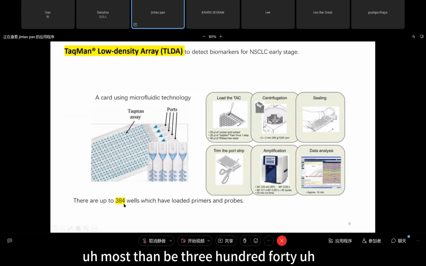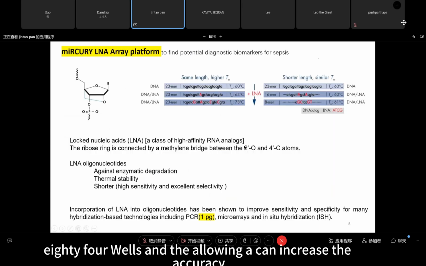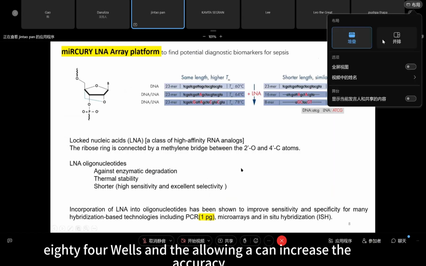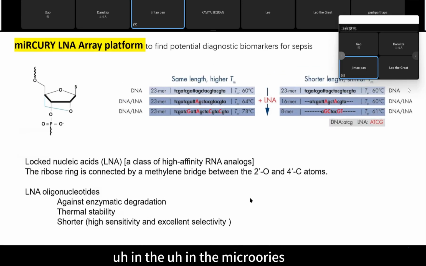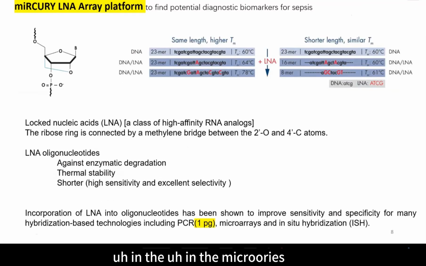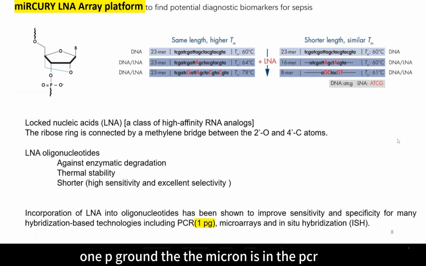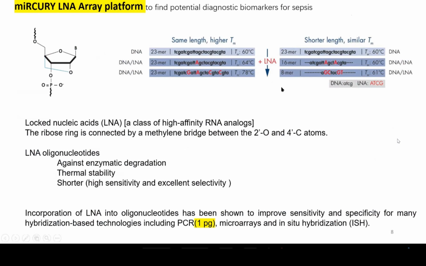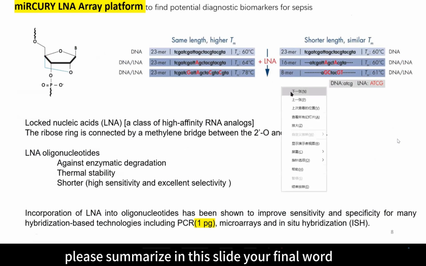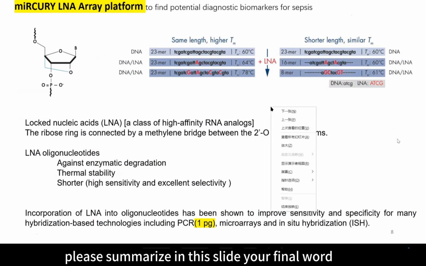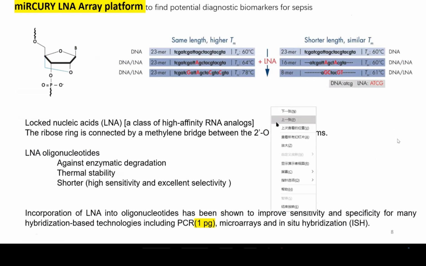Most of them are 384 wells. And LNA can increase the accuracy in microarrays, because when used in PCR, it can detect 1 picogram of the microRNAs in the PCR. Okay, please summarize in this slide your final word.